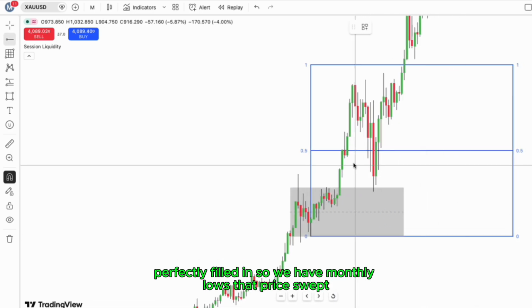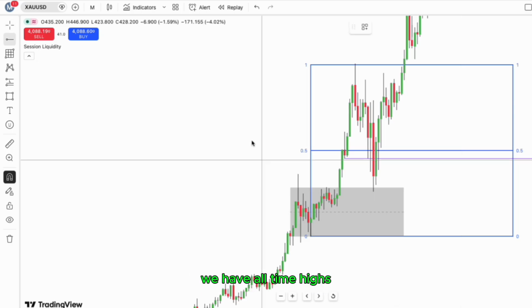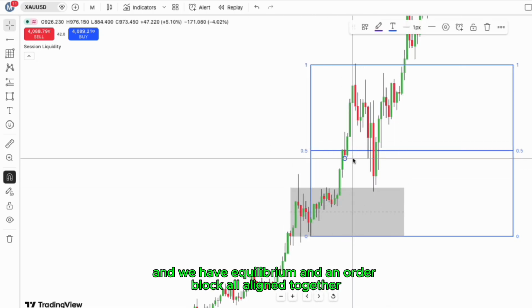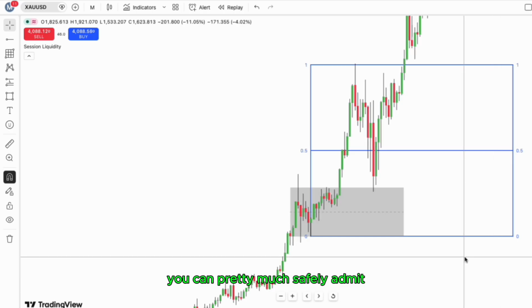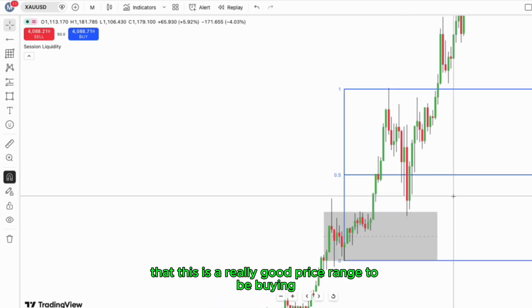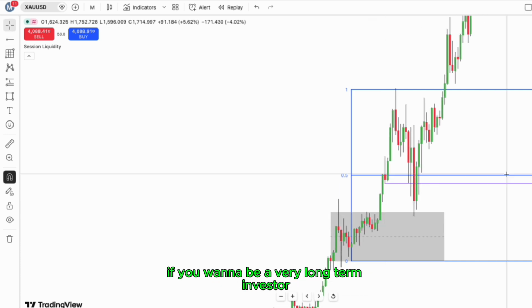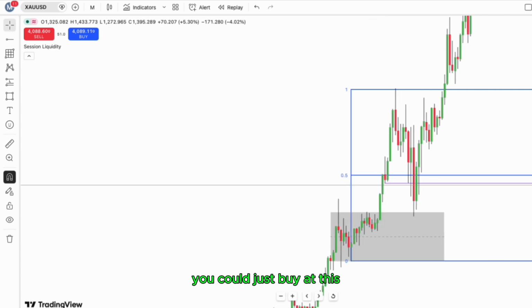So we have monthly lows that price swept. We have all-time highs, and we have equilibrium and an order block all aligning together. You can pretty much safely admit that this is a really good price range to be buying. And another thing to note, if there's just monthly lows in equilibrium, if you want to be a very long-term investor, you could just buy at this.